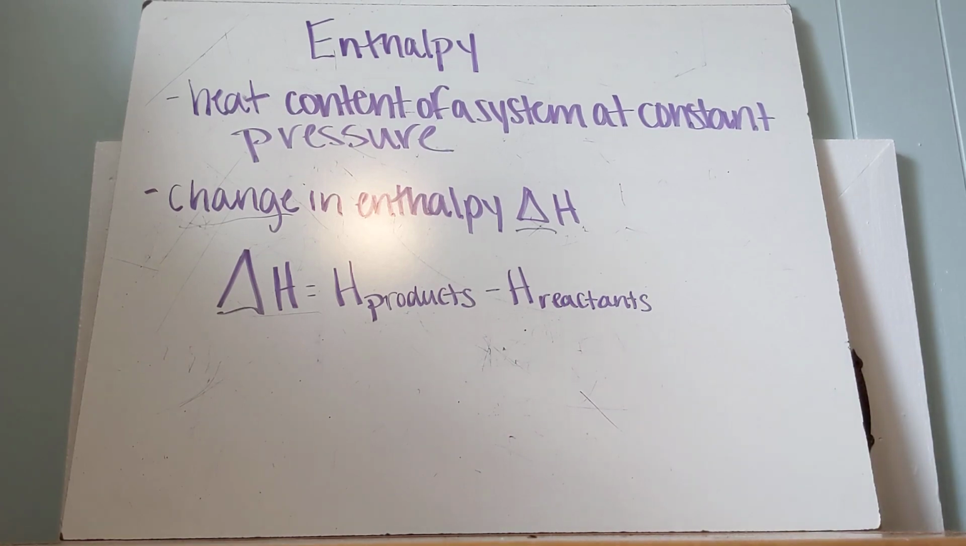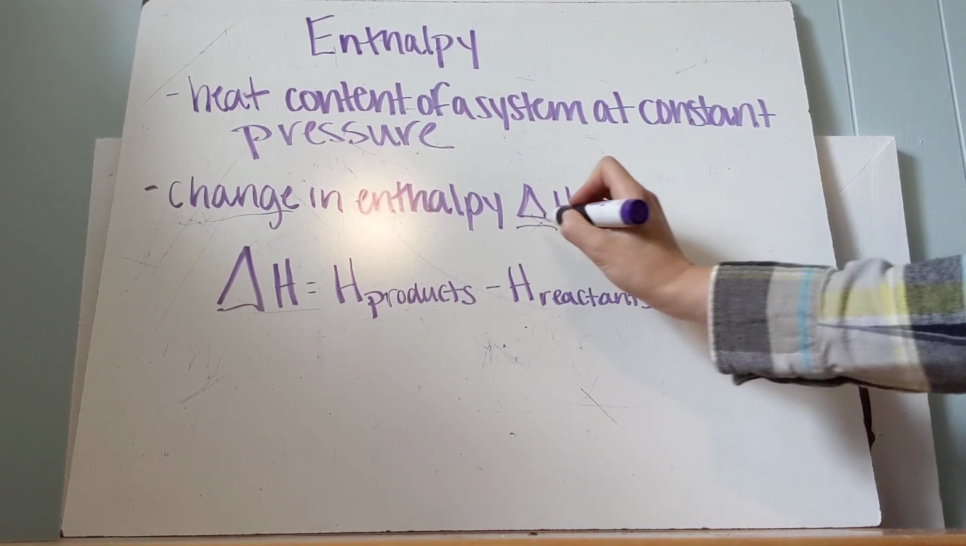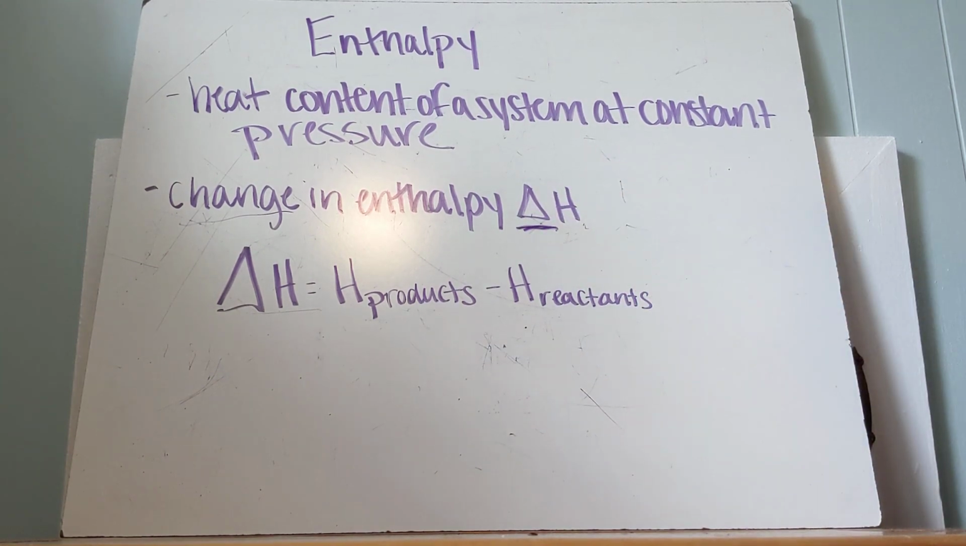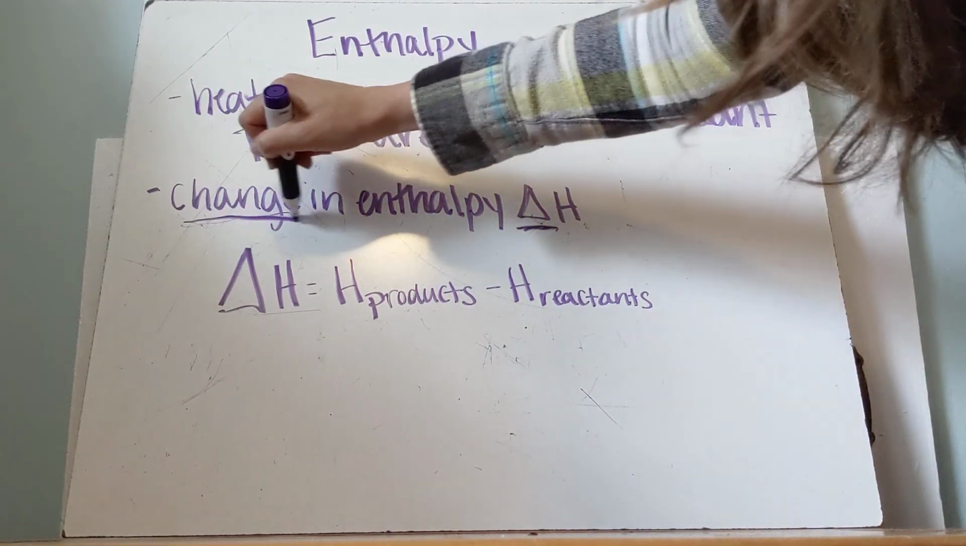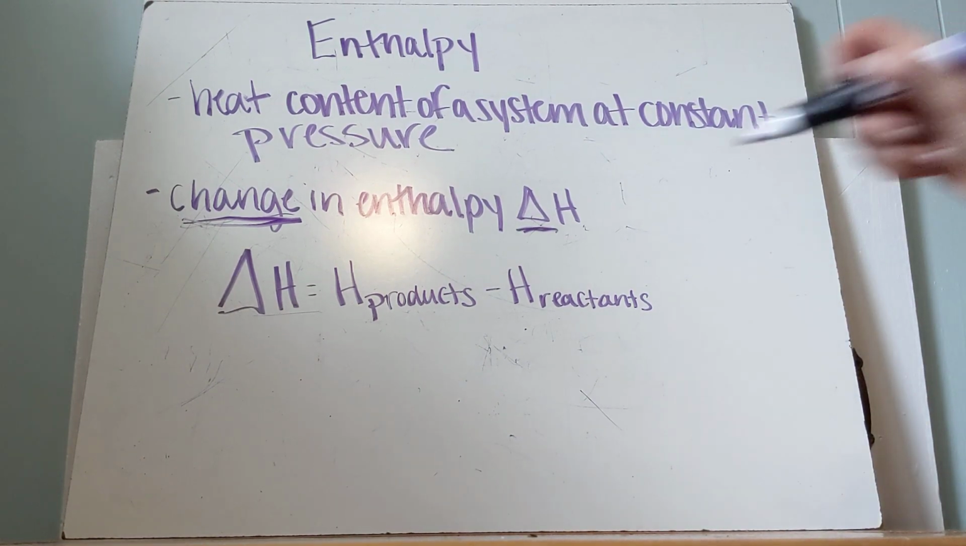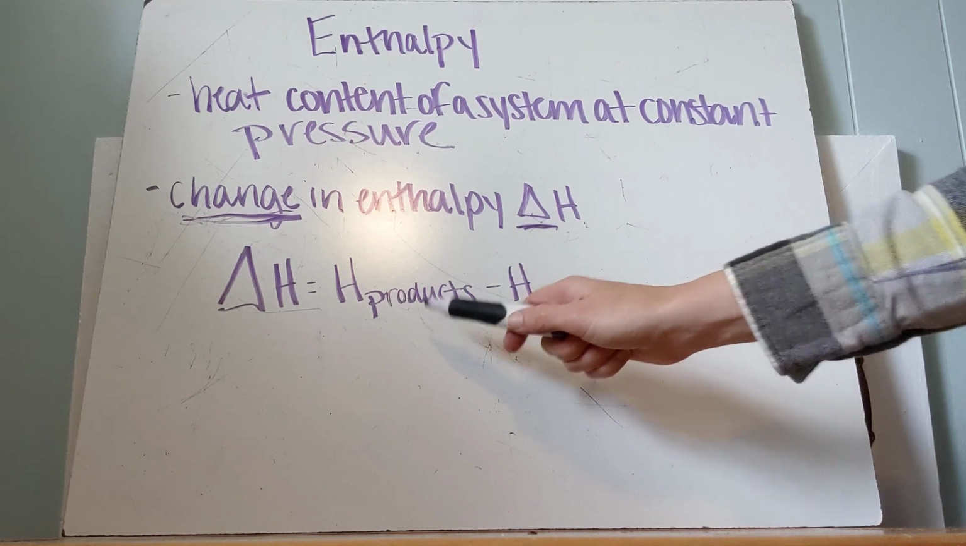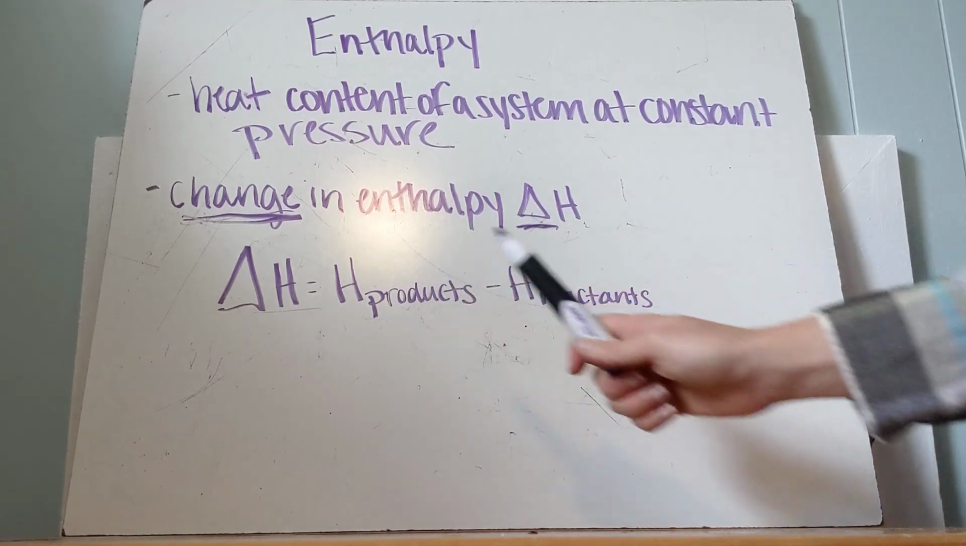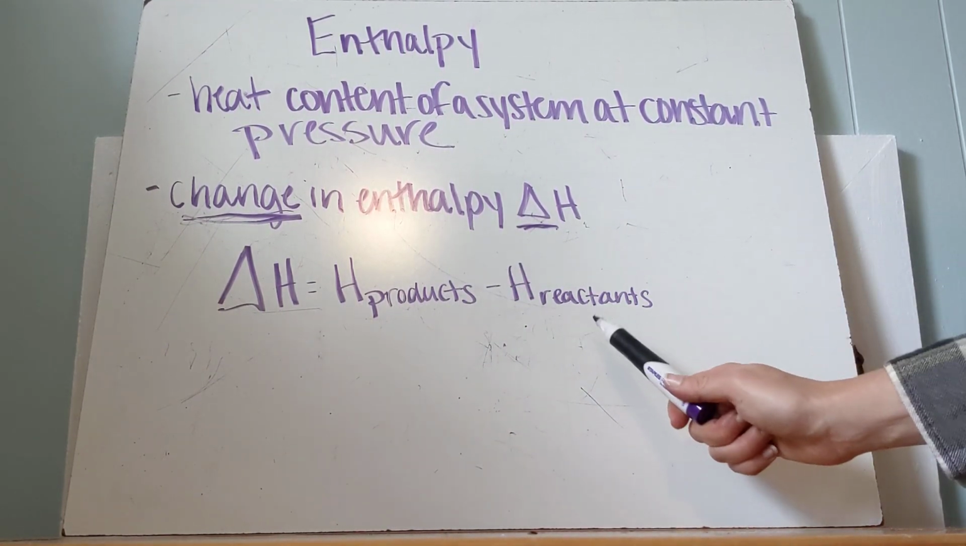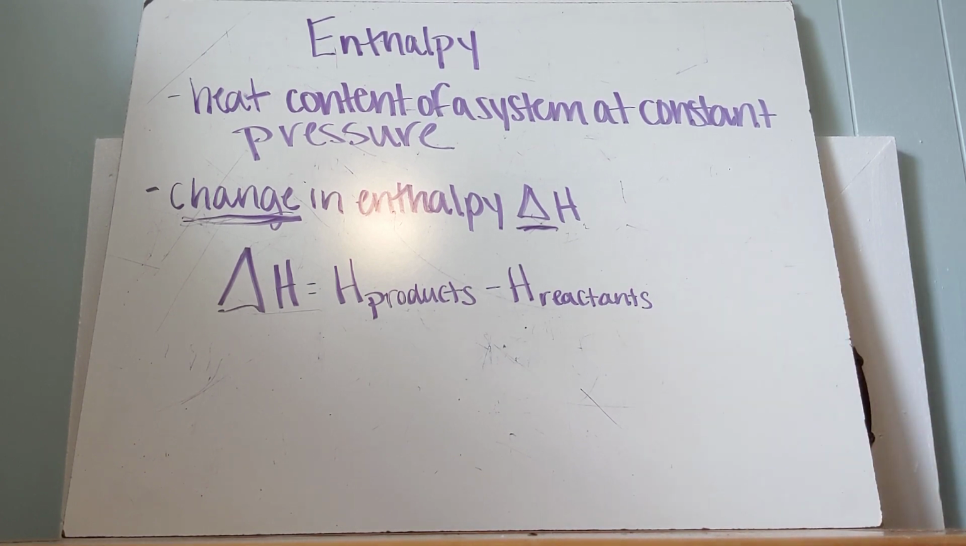Good morning, everybody. Today we're going to be talking about enthalpy. Enthalpy is the heat content of a system at constant pressure. So change in enthalpy is delta H. I remember that because this delta symbol, the triangle, is for change. So delta H is going to be H of products, or what we get finally, minus the H of reactants, which is what we have initially.